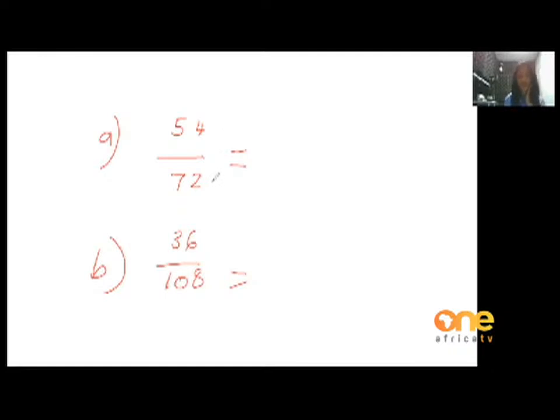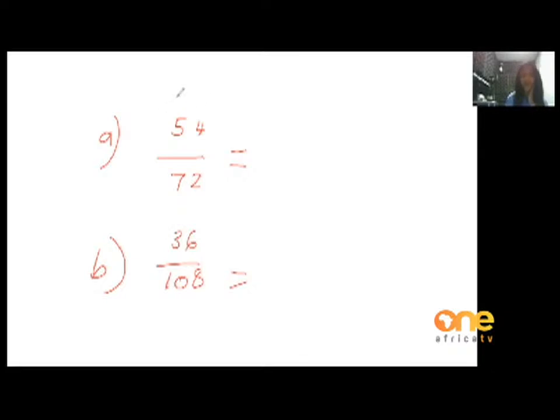So if I go 54 over 72, what will my answer be? How will I work this? How will I make this, firstly, the simplest, in its simplest form? So let's do two simplest forms. Let's do 54 over 72 and 36 over 108. What is the highest common factor for both these numbers? What is the highest number I can divide 54 by and 72 by?